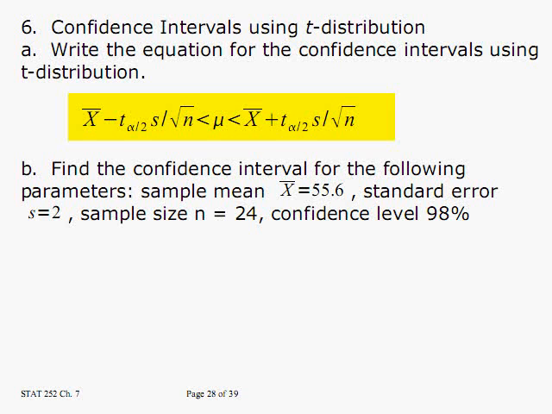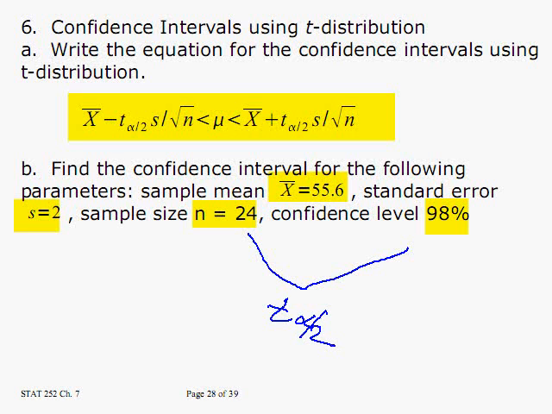And now you can find the confidence interval for the following parameters. You have a sample with its mean of 55.6. It has a standard error of 2, or standard deviation of 2. There were 24 objects in the sample, so that sample size is 24, and you want a confidence level of 98%. So you use these two pieces of information to find your t alpha over 2 value, and then you plug everything into this equation and work out the arithmetic and find the interval which would contain the population mean with a confidence level of 98%.